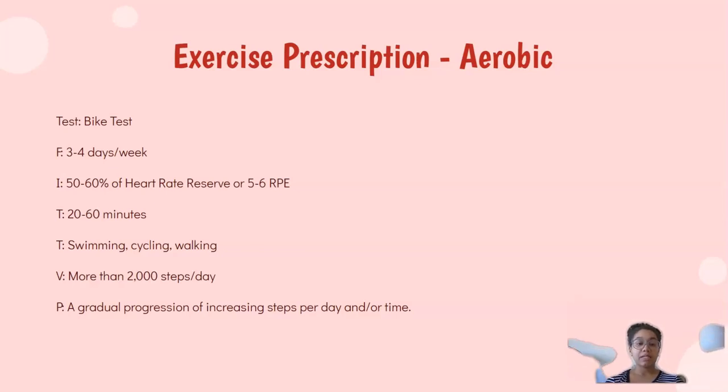Time should be 20 to 60 minutes. Type, I just chose things such as swimming, cycling, walking, things that he can do easily. And with swimming specifically, it might help alleviate some pressure put on his limb. For volume, he should have a minimum of 2,000 steps per day. And so that progression would just be to increase his steps per day, or increase his time, which would also increase his steps per day.